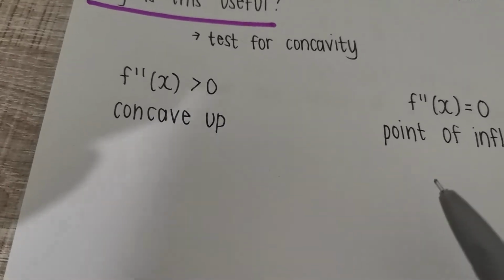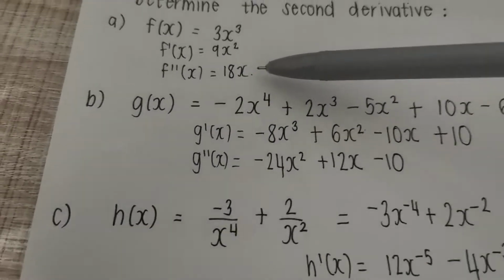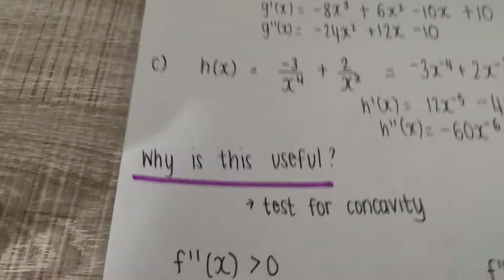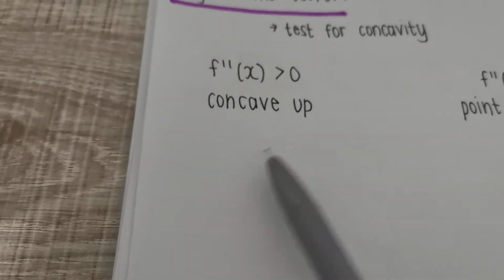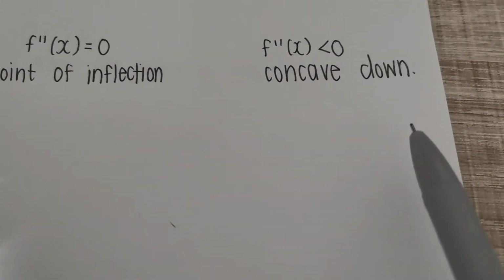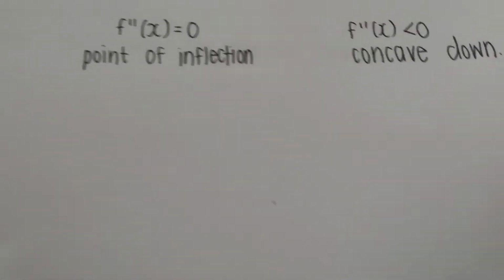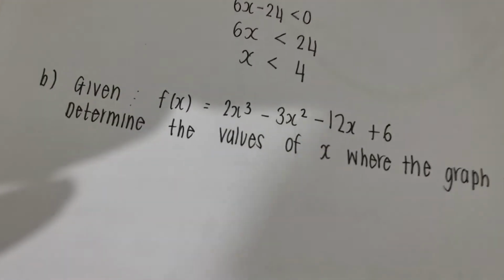But what you would do if you had a question like that, you would take, let's use this one over here. So I have 18x. You're going to just say 18x greater than 0, solve. Or if the question said concave down, 18x less than 0, and then you solve for x, and that there would give you your answers. Now let's show you guys what concave up and concave down actually look like.